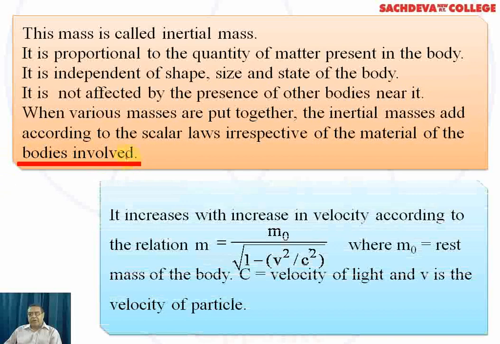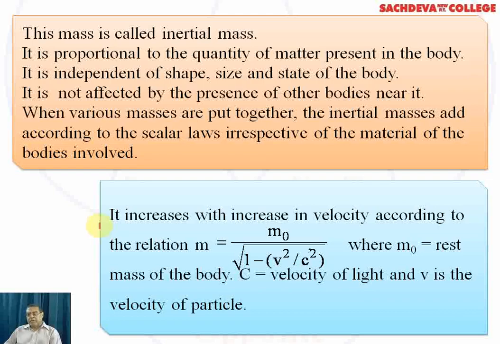Now, this equation is given as a consequence of the special theory of relativity. It was first explained by Einstein in 1905. According to this equation, if the body is at rest, it has a different mass, and if the body is moving, it will have a different mass. When the body is moving, the moving mass is indicated by m. m naught is the rest mass. Then v stands for velocity and c stands for velocity of light.